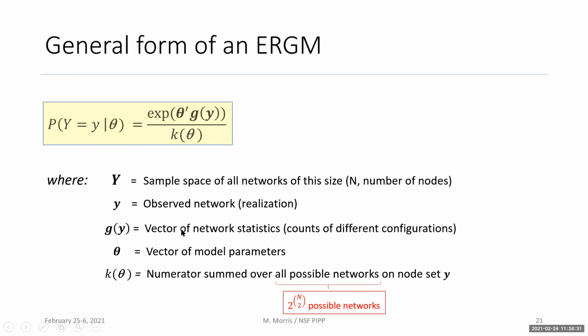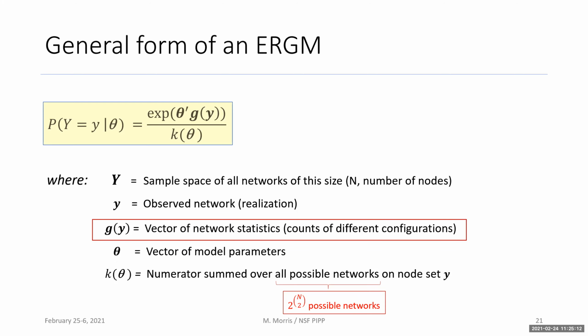So g of y is these vectors of network statistics, and those are essentially counts of different kinds of configurations of nodes and links that make your network more or less likely in the space of all possible networks as a function of what the estimated model parameters say is the impact of that statistic. Is it more likely or less likely than you would expect by chance? And k of theta here ends up being a normalizing constant, which is the numerator summed over all possible networks on a node set. That's a lot of networks, so of course this ends up being a computationally intensive approach to both estimation and simulation.